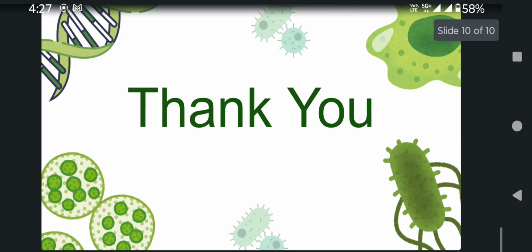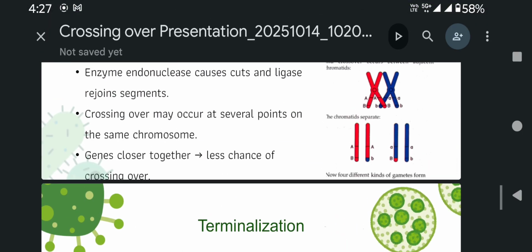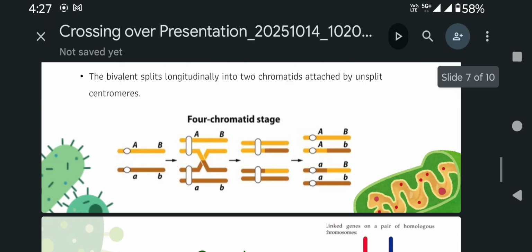So these are some expected questions you can prepare through the books. So go through the books in detail.